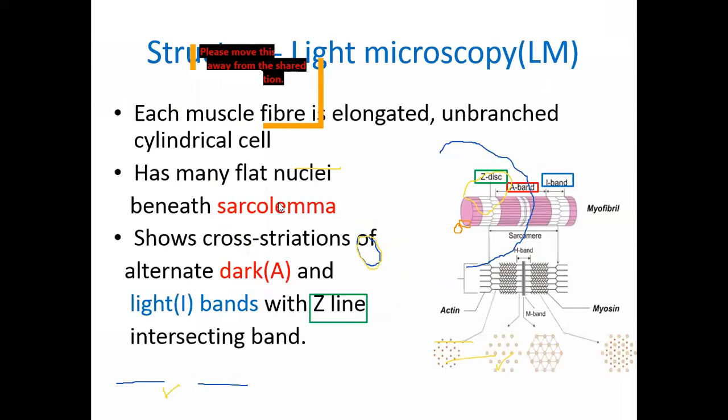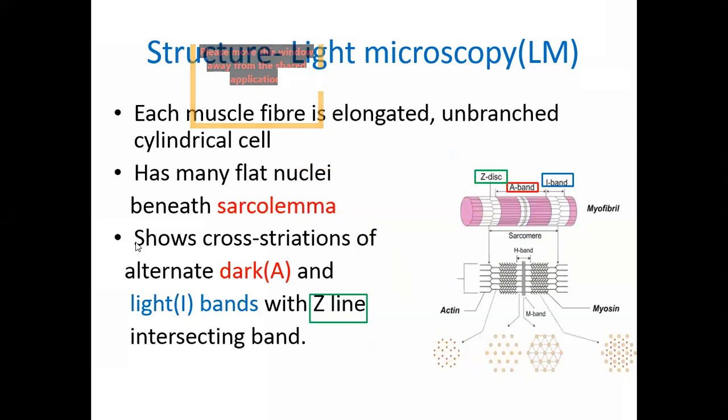Now coming to the structure of the muscle under light microscopy. Each muscle fiber is elongated. It is unbranched, there's no branching, and it is a cylindrical cell. It has many flat nuclei. It lies below the sarcolemma. Now it shows cross striations with alternate dark A band and light I band.